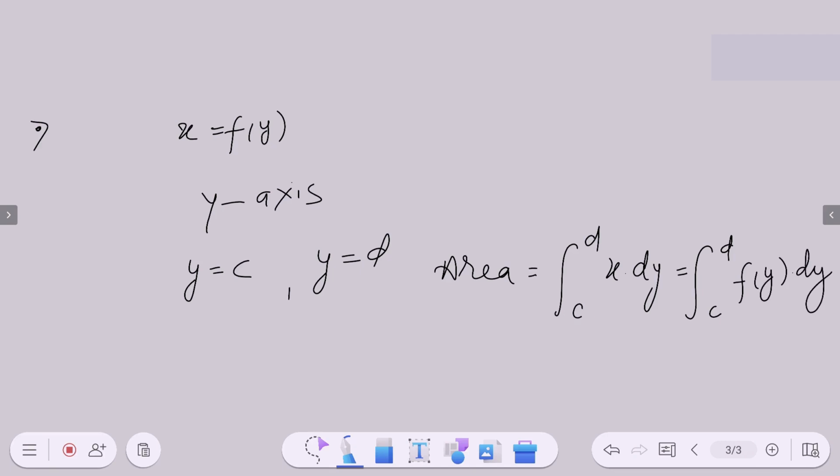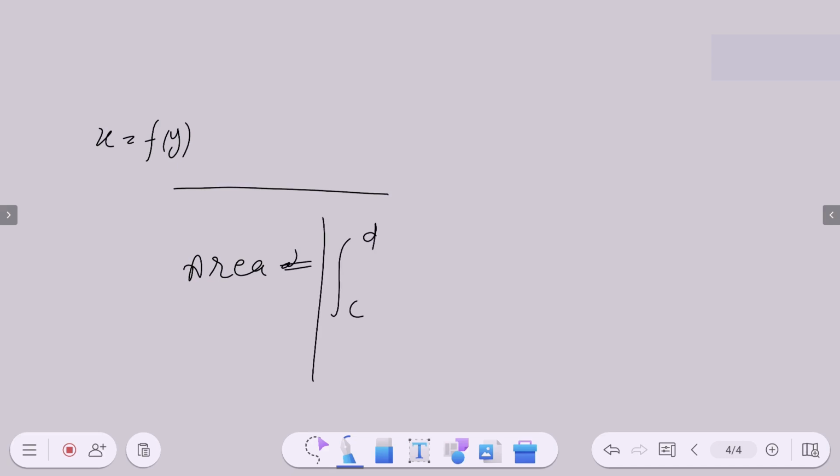And the next is, if the curve x is equal to f(y) lies on the left side of the y-axis, then this time the area of the region is equal to the absolute value of the integral from c to d of x dy, which in the same way is the integral from c to d of f(y) dy. Clear? Okay.